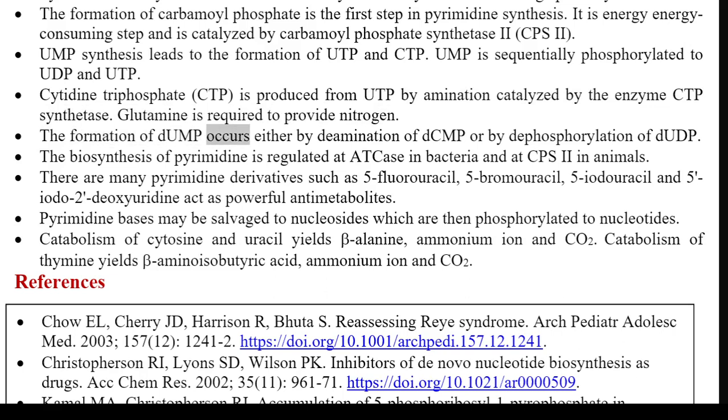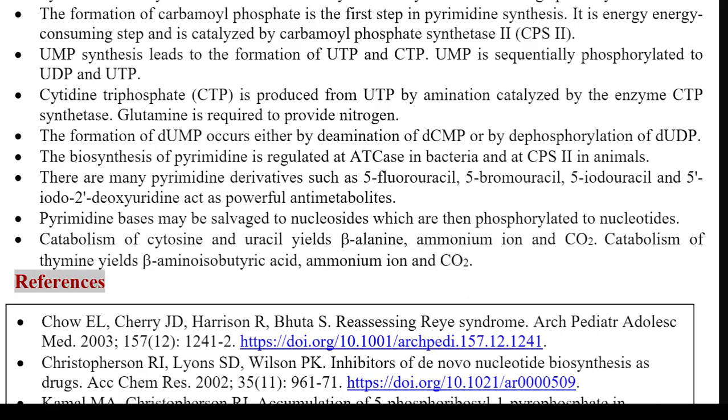The formation of dUMP occurs either by deamination of dCMP or by dephosphorylation of dUDP. The biosynthesis of pyrimidine is regulated at ATCase in bacteria and at CPS2 in animals. There are many pyrimidine derivatives such as 5-fluorouracil, 5-bromouracil, 5-iodouracil, and 5-iodo-2-deoxyuridine that act as powerful antimetabolites. Pyrimidine bases may be salvaged to nucleosides which are then phosphorylated to nucleotides. Catabolism of cytosine and uracil yields alanine, ammonium ion, and CO2. Catabolism of thymine yields aminoisobutyric acid, ammonium ion, and CO2.